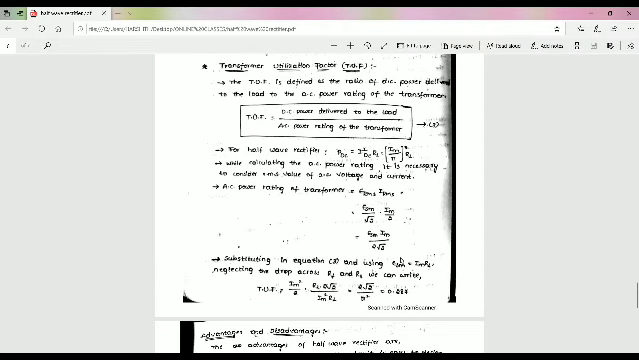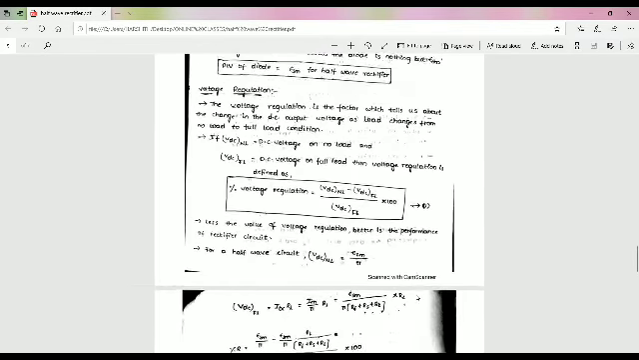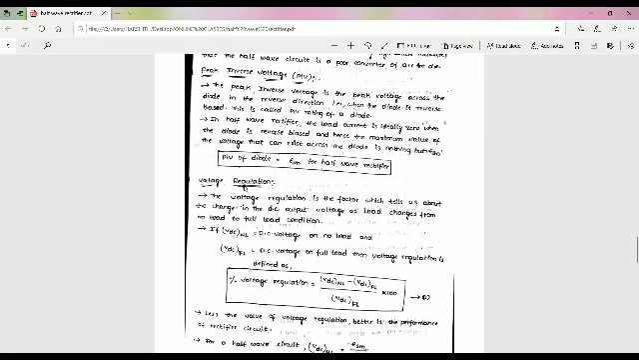So voltage regulation: the secondary voltage should not change with respect to the load current. The voltage regulation is the factor which tells us about the change in the DC output voltage as the load changes from the no load to full load condition. This is the voltage regulation. No load to full load.